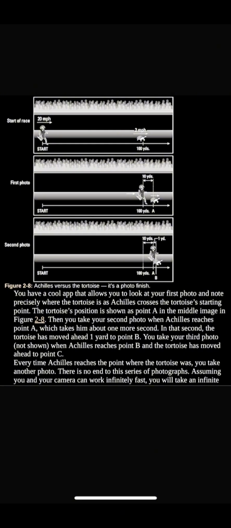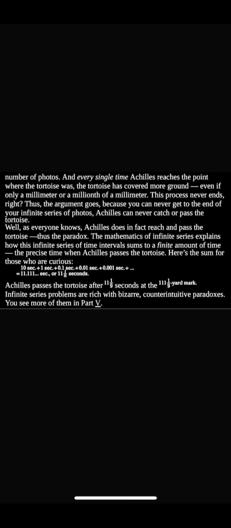You take your third photo, not shown, when Achilles reaches point B and the tortoise has moved ahead to point C. Every time Achilles reaches the point where the tortoise was, you take another photo. There is no end to this series of photographs. Assuming you and your camera can work infinitely fast, you will take an infinite number of photos. And every single time Achilles reaches the point where the tortoise was, the tortoise has covered more ground, even if only 1 millimeter or 1/1,000,000th of a millimeter. This process never ends, right? Thus, the argument goes, because you can never get to the end of your infinite series of photos, Achilles can never catch or pass the tortoise.